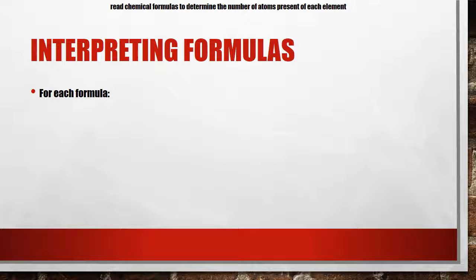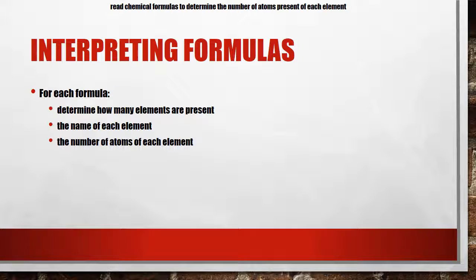So let's look at some examples here. For each of these formulas, we're going to do three things. First, we're going to determine the number of elements that are present. So we want to look at the formula and say this is the number of elements in the compound. We want to give the name of each element, and remember that you can just look at your periodic table for that. You don't need to memorize any of those. And then we also want to indicate the number of atoms that are present of each element in that compound.